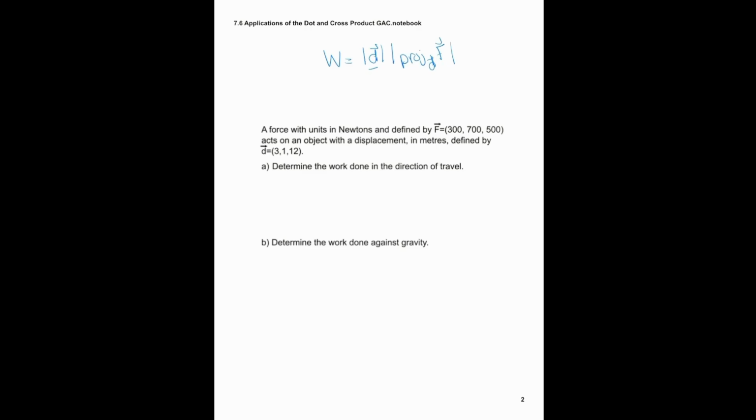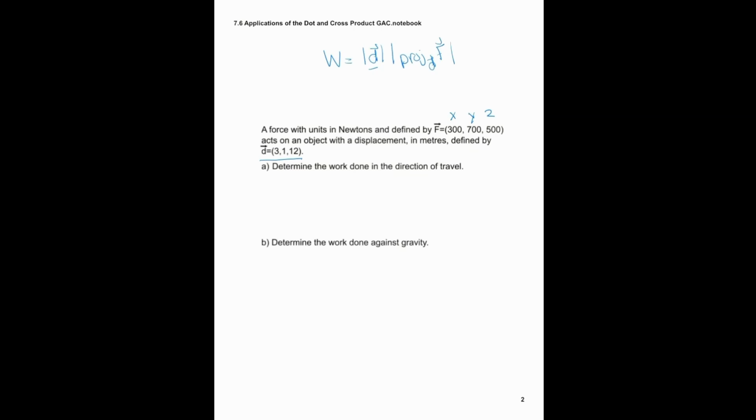A force with units in newtons is defined by this force vector in 3-space. So we have an x, y, and a z component. We're no longer in 2 dimensions. We are now in 3. The force is equal to 300, 700, 500, and this acts on an object with a displacement in meters represented by this displacement vector 3, 1, 12. We're being asked to determine the work done in the direction of travel.